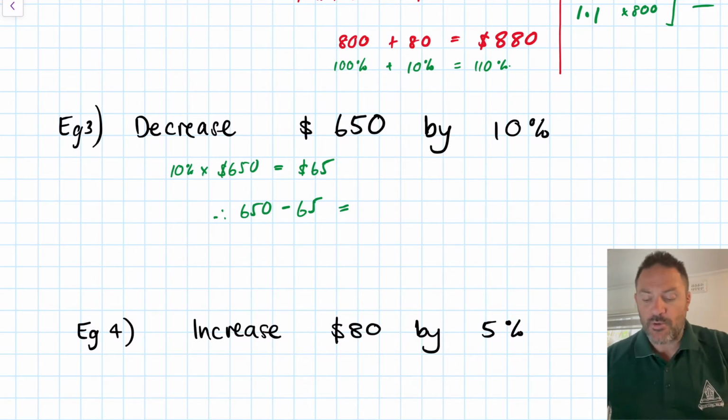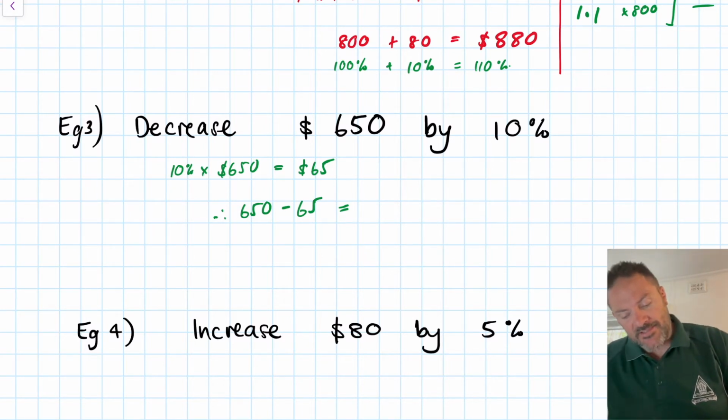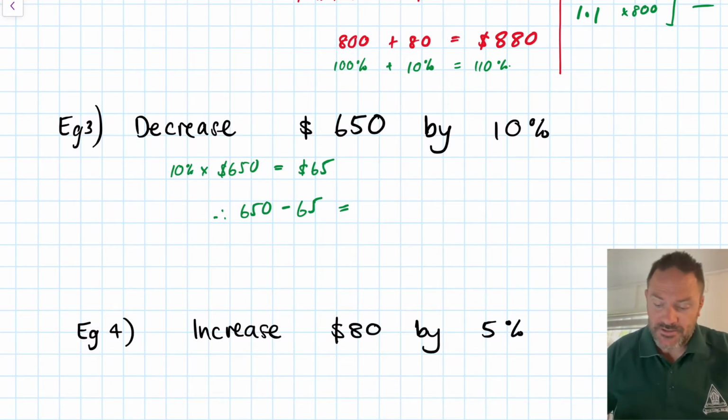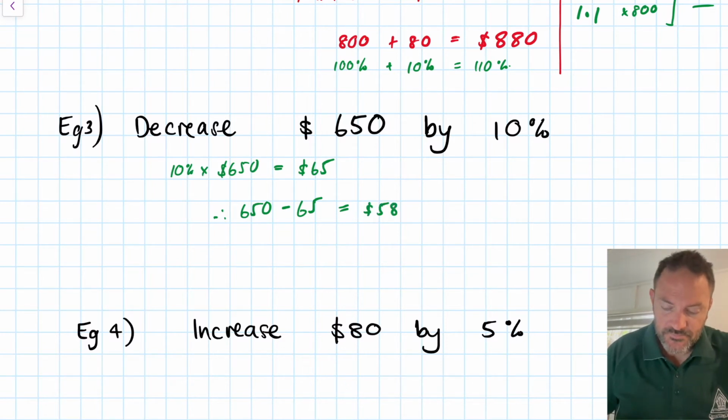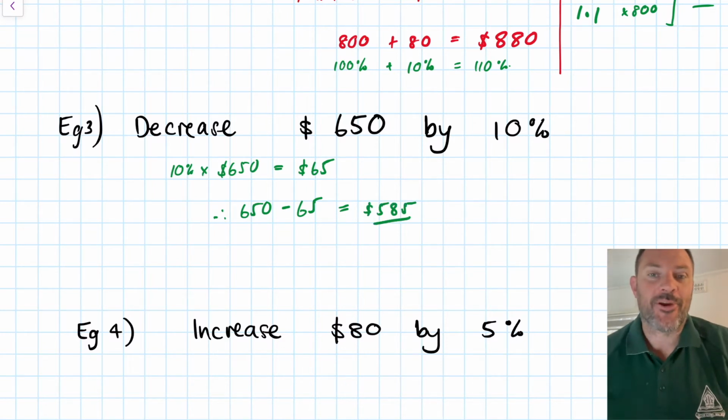Okay, and I can do that pretty quickly. It's going to be what, 600 take away 15. If I take the 60 away originally, 50 away, sorry, and that's going to be $585. Okay, but your calc will be very quick on that.